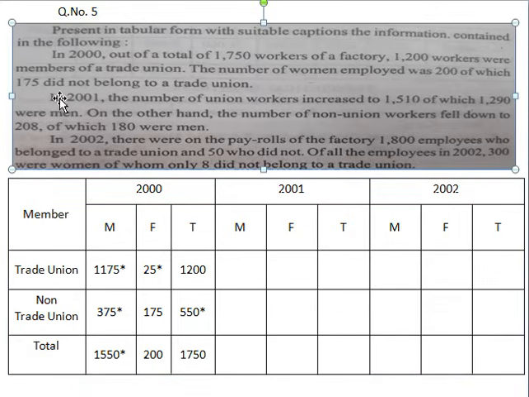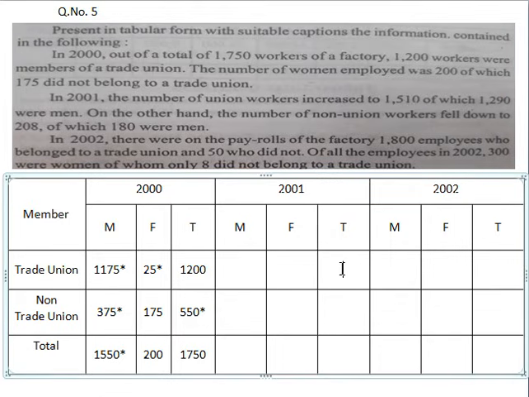Now you find the 2001 year. So number of union workers increased to 1501. So union workers increase. Union workers means here to here it is how much now? 1510 union workers, of which 1290 is men. On the other hand, the number of non-union workers fell down to 208. This one non-union total, out of which 180 is men.